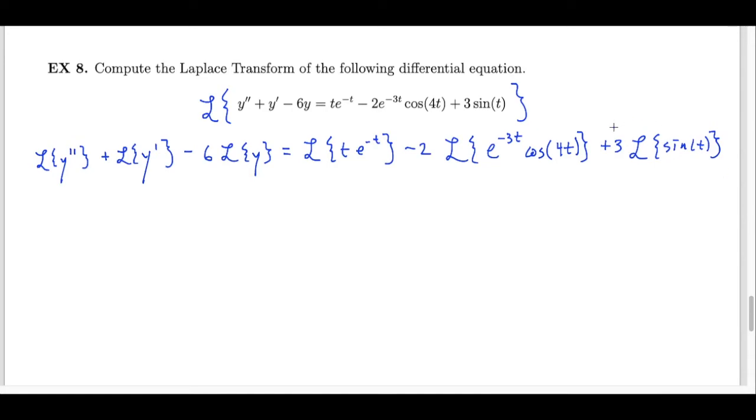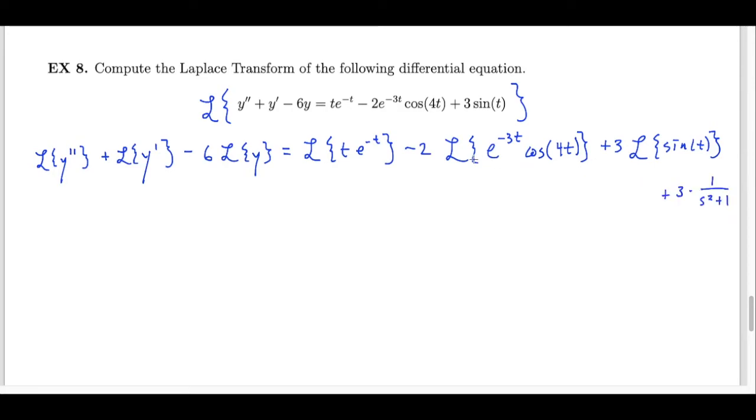If I look at this last one out here, I have 3 times the transform of sine of t. The transform of sine of t we can now evaluate directly based on the results we've developed in this section. So I'll be able to write that that transform is equal to 3 times 1 over s squared plus 1.